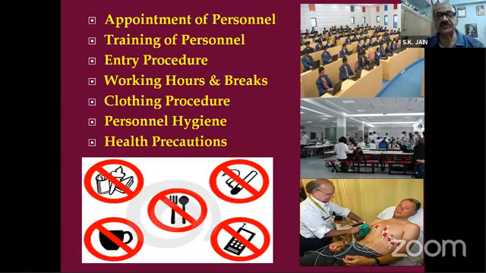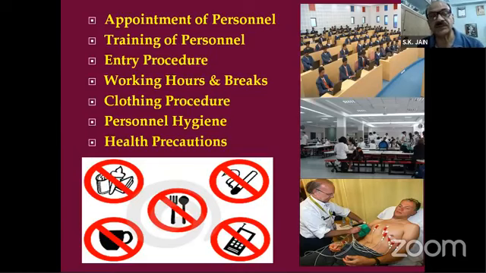If he has to change the cloth, then there should be a standard operating procedure for clothing procedure, right? There should be a separate room for changing the cloths. It should have, say, an air curtain and a proper lighting system. All these things come under the clothing procedure. Personal hygiene is also very important, and health precautions.